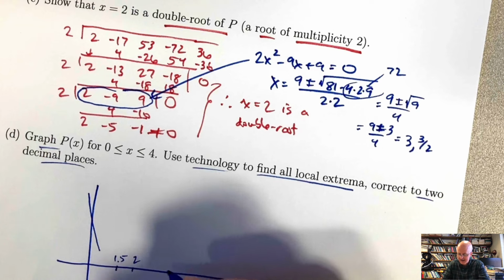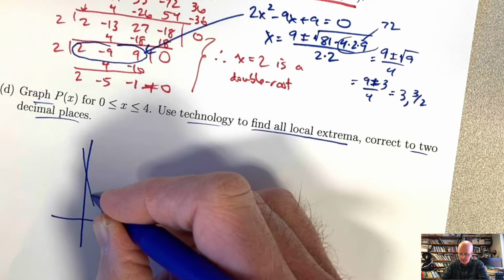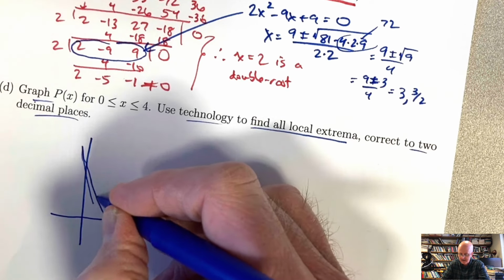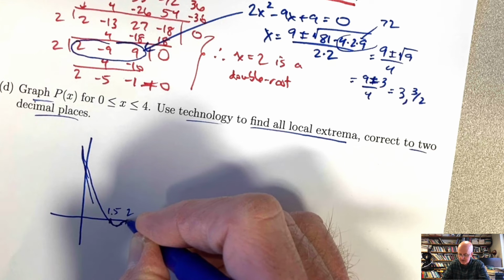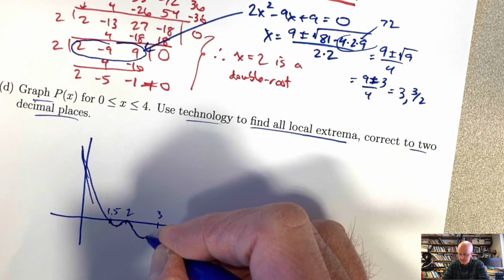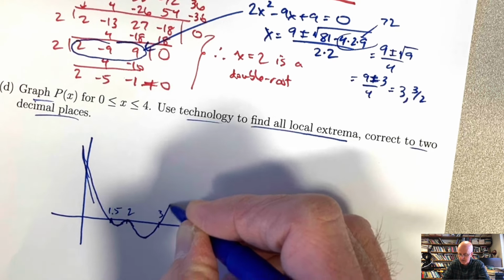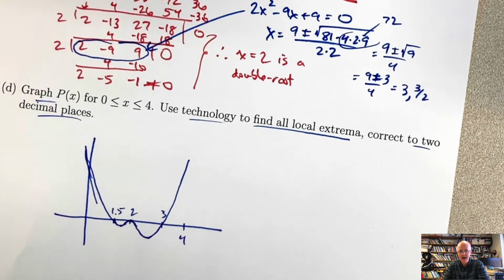2, and 3, about like this. Double root at 2. Okay, so it's got to cross there, and it's not a double root at 3 halves. Double root at 2, it's going to just touch there before coming back down again, and then this root's a little further away, so it'll probably come down further before going back up. Something about like that is the graph.